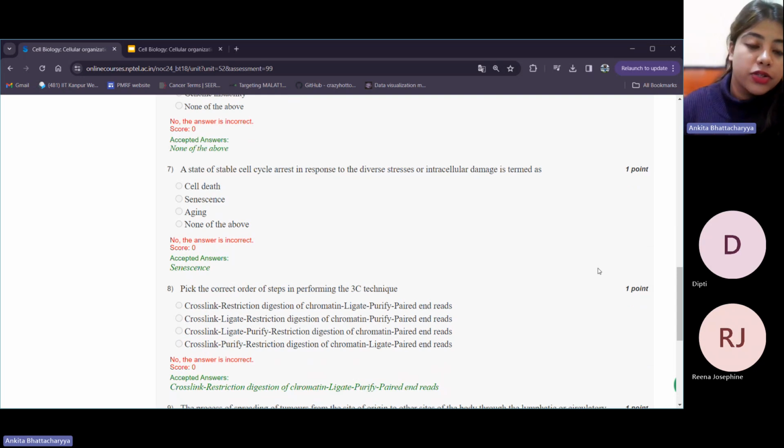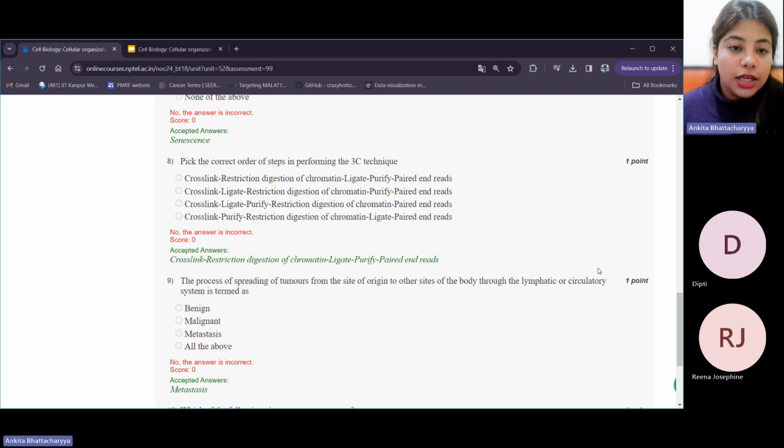Then in question 7, we were asked that a state of stable cell cycle arrest in response to diverse stresses or intracellular damage is termed as which of the following? We just discussed this a while back, that there's a difference between apoptosis, necrosis, and senescence. In this definition, the cell enters an arrested state where it is no longer entering a state of proliferation or is not responsive to the stimuli under all circumstances, and then that cell is said to have attained senescence. So that is the correct option in this case.